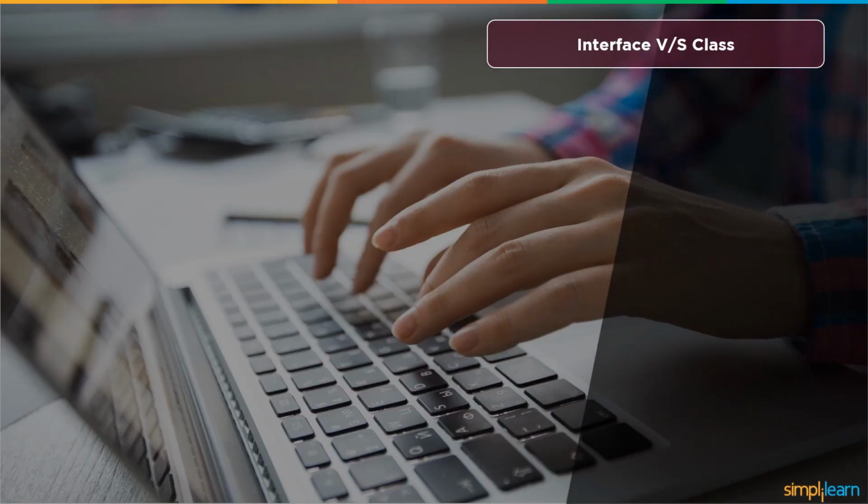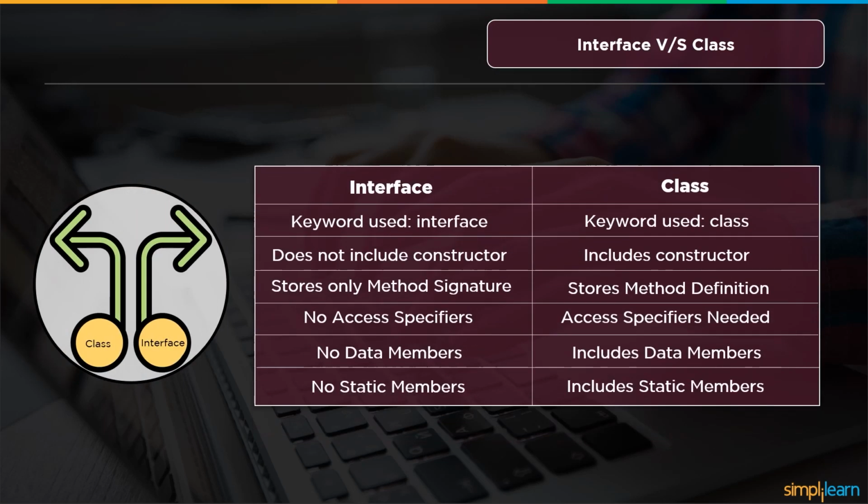So just to hammer it home, what is the difference between interface versus class? Interface, the keyword used is interface. The keyword used for class is class. Interface does not include constructors, where class has its constructors in there. Interface stores only methods, only the method signature, where class has the storage of the actual definition. So just the signature versus a full method in there.